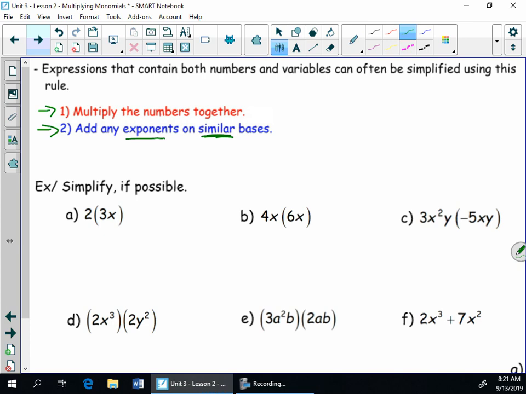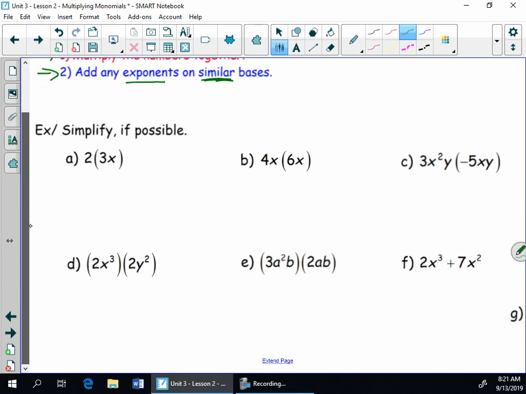So let's try some. What do I have here? Oh, 2 times 3. That's what that says. That's 6. Done the number part. Let's look at the letters. What letters do I have? I've only got an x, no other x's, so I've just got an x. That's it. That's all, I'm done. If you want to put the 1 on here, you can put the 1 on here. Remind yourself there's a 1 there.